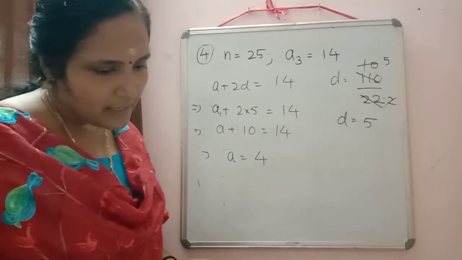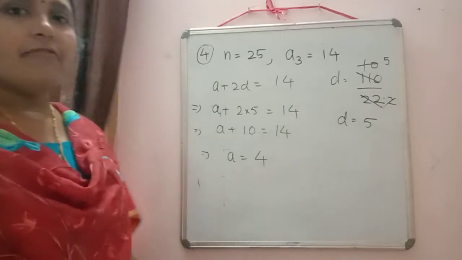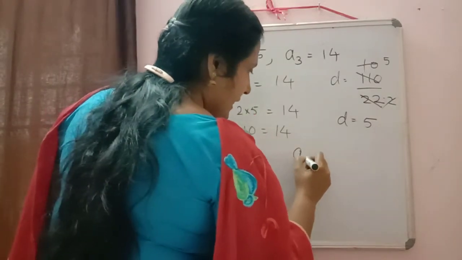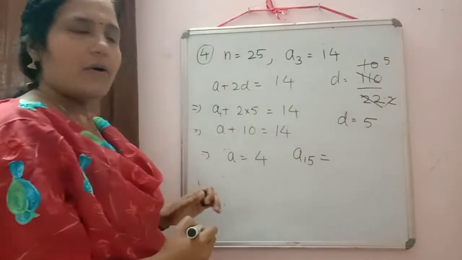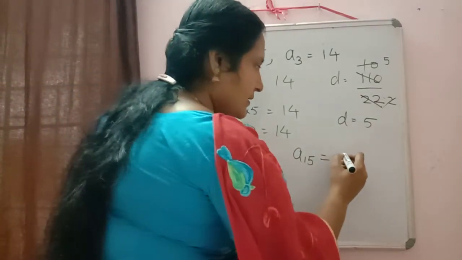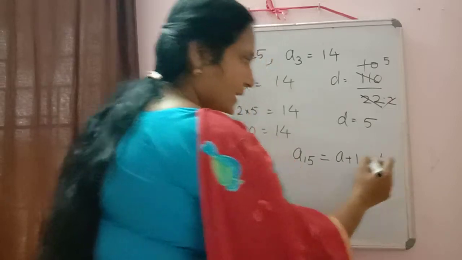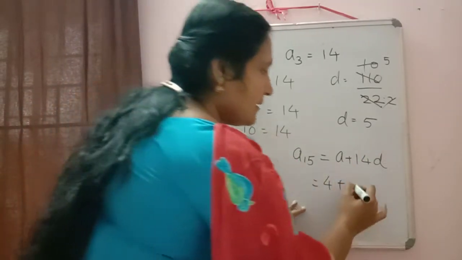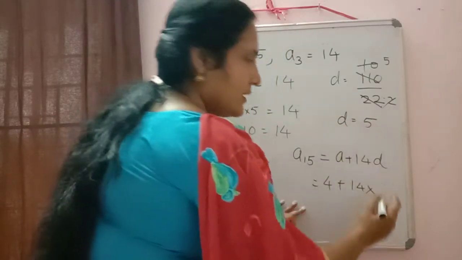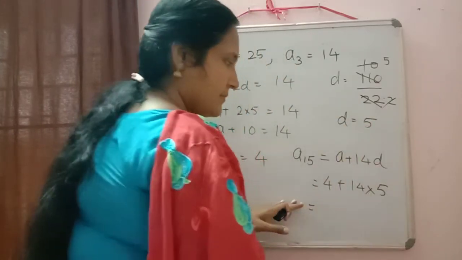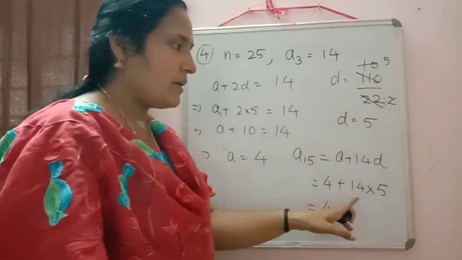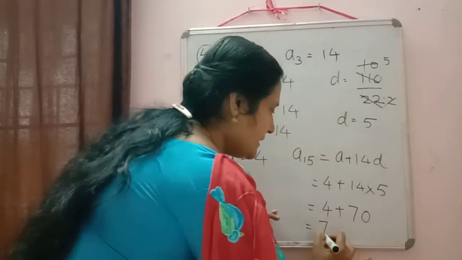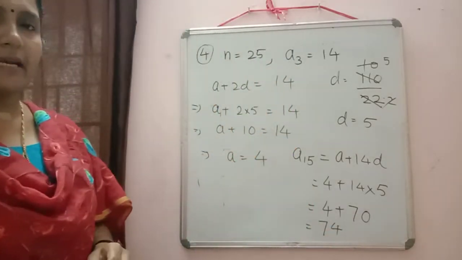Now we'll check what we have to calculate. Yes, we have to calculate the 15th term. Which number is in 15th position? A15 we have to calculate. According to the formula, what will come? A15 is A plus 14D. Now substitute the value. A is 4 plus 14 into D, which is 5. 4 plus 14 5s are 70. So the 15th term will be equal to 74.